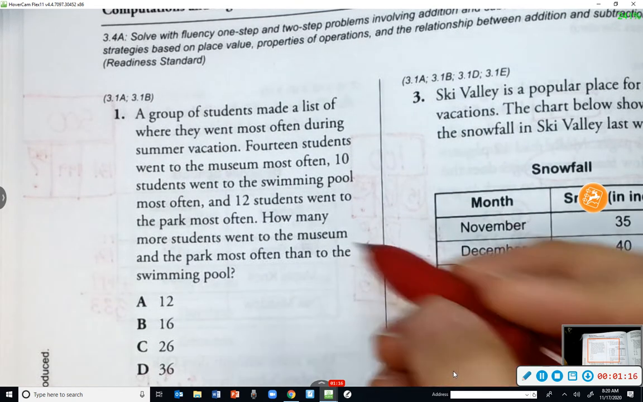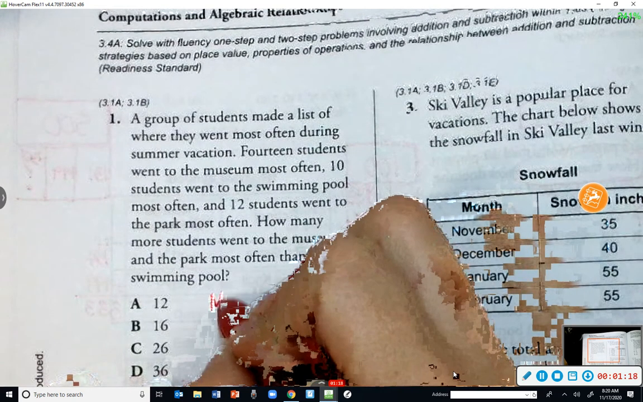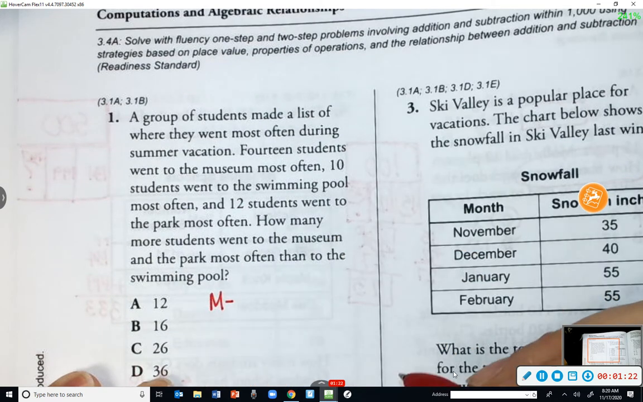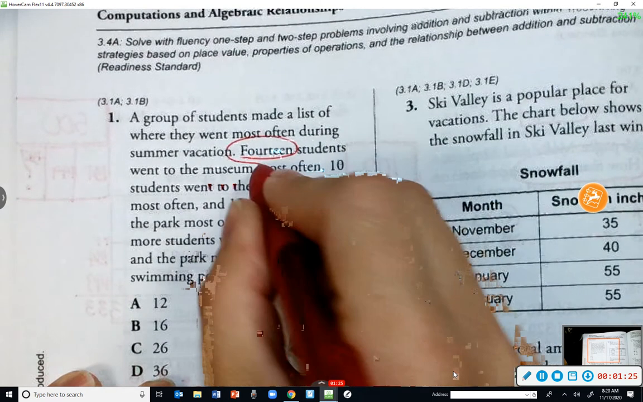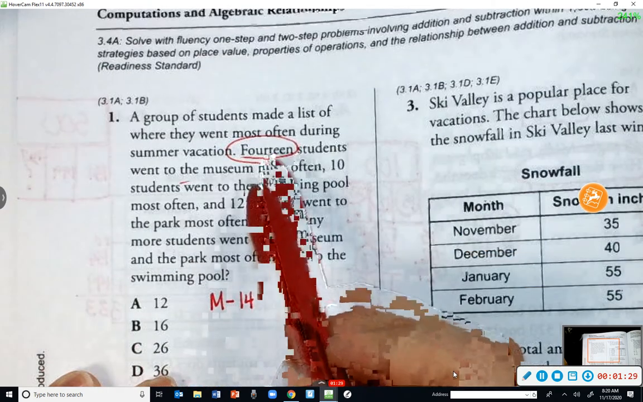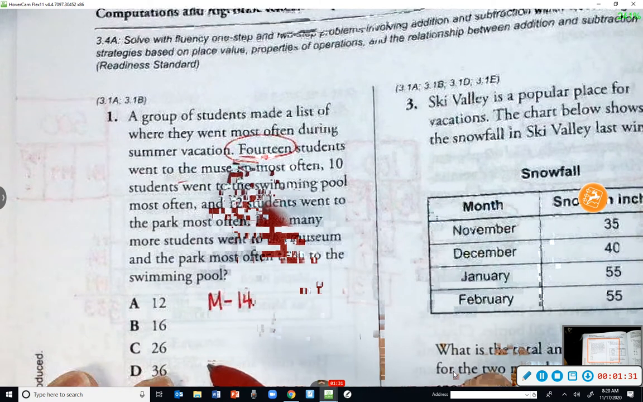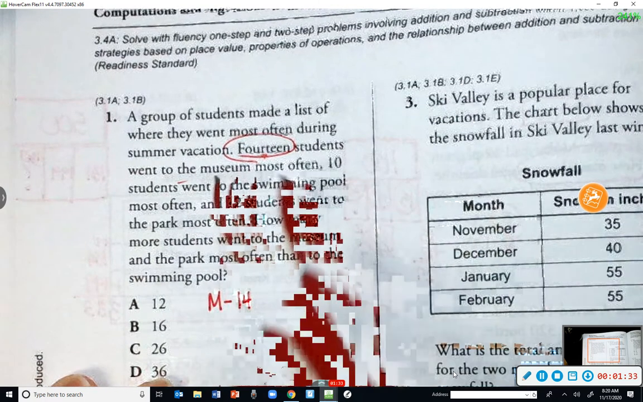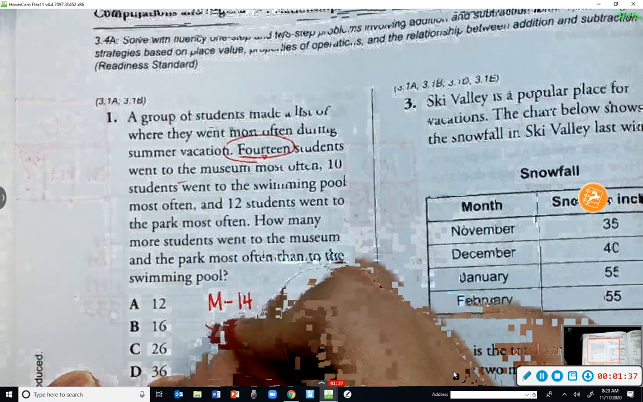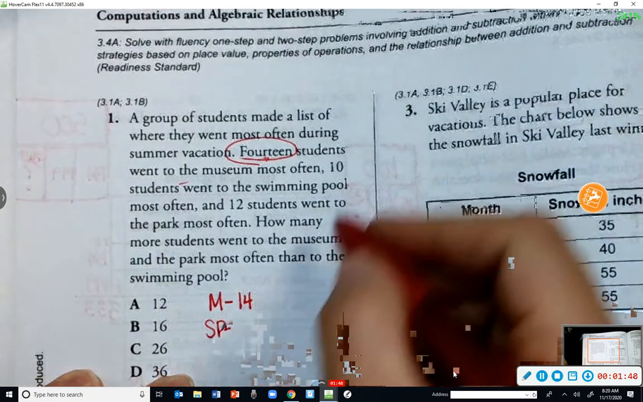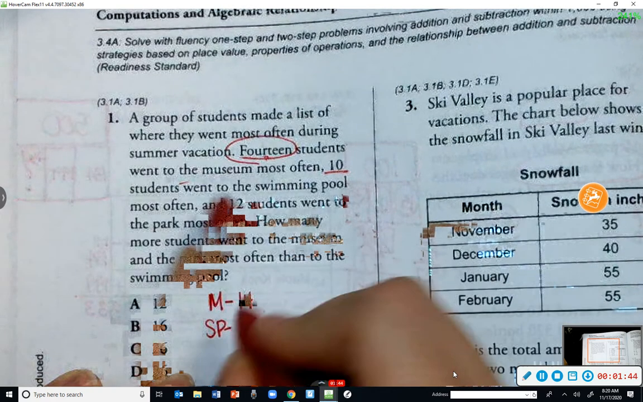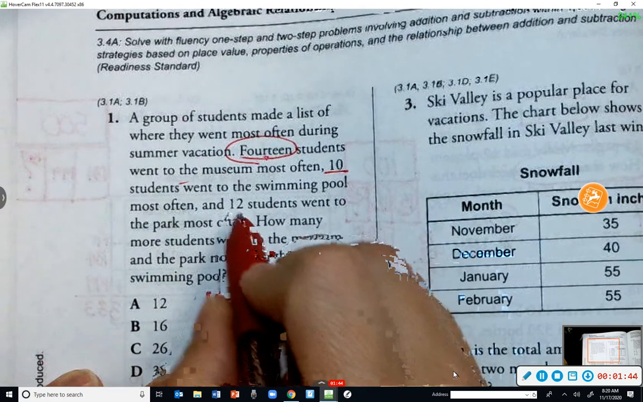Okay, so let's look at the museum. How many people went to the museum? 14. Good. So 14 students went to the museum. I'm just going to make a little list so you don't have to keep trying to find the information in all of these words. That can be a little bit confusing. How many people went to the swimming pool? 10. 10 students went to the swimming pool. And then the last one was the park, which was 12.